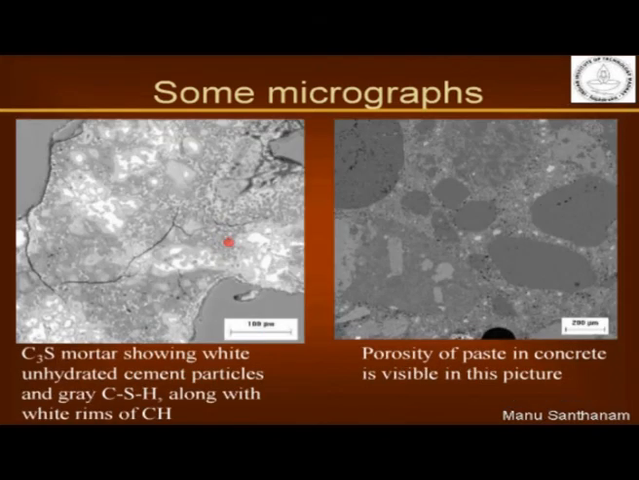Now this picture on the left is actually from a mortar in which there is only C3S. There is no cement, there is only C3S. So as you can rightly guess, when the C3S reacts with water, it is only going to produce CSH and calcium hydroxide. So I will show you where these are.